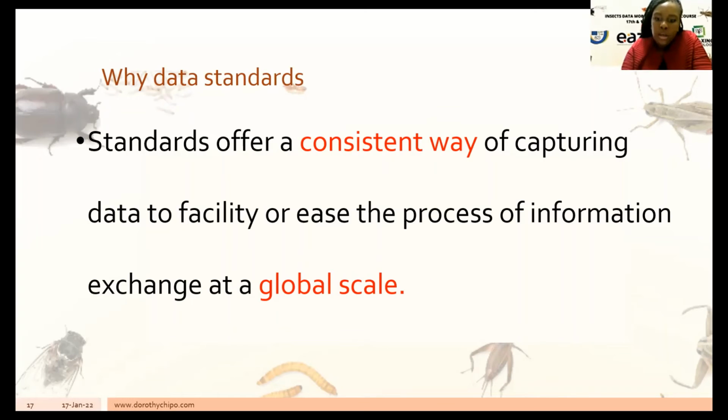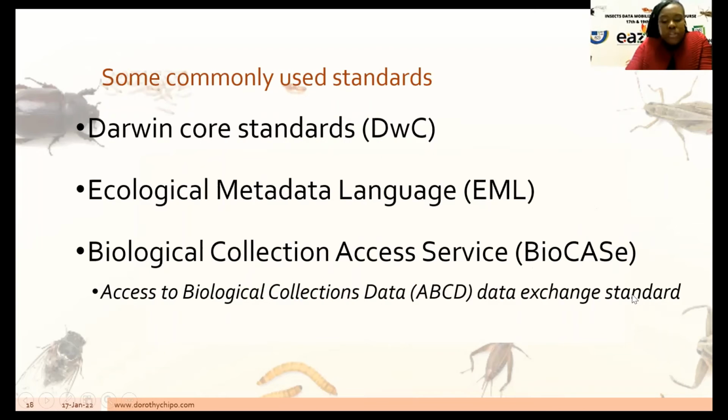Standards offer a consistent way of capturing data at a global scale, and they allow for easier networking and exchange of information with every researcher. Some of the commonly used standards by GBIF are the Darwin Core Standards, the Ecological Metadata Language, and the Biological Collection Access Service, BioCASe. These differ depending on what it is you are databasing. For example, Ecological Metadata Language focuses mainly on metadata.